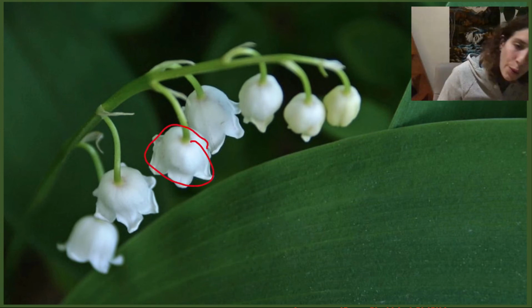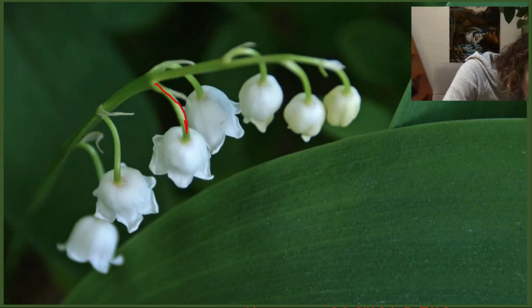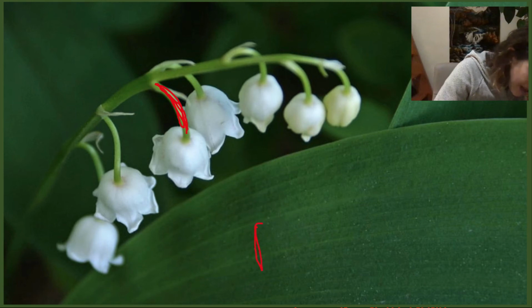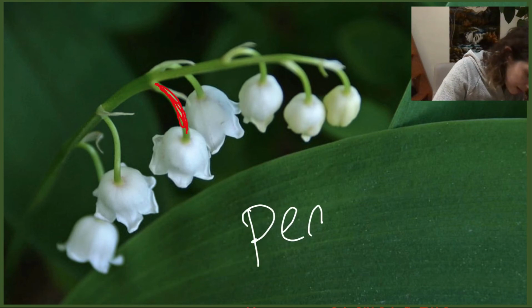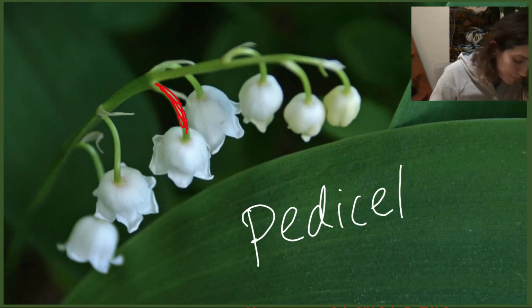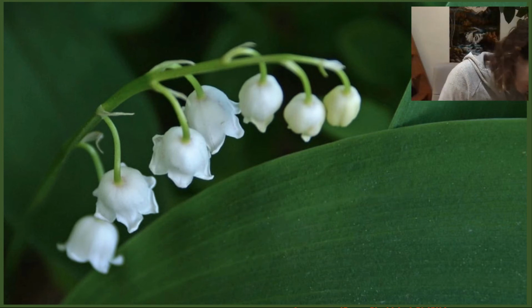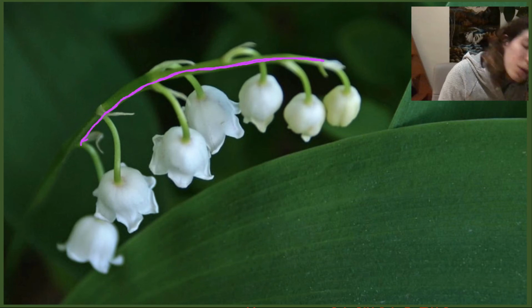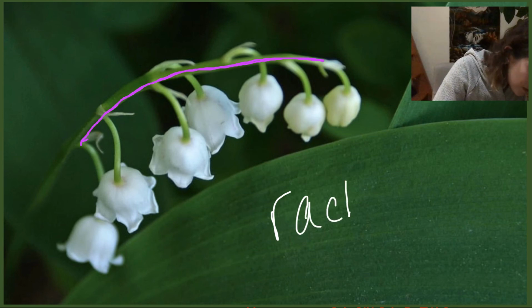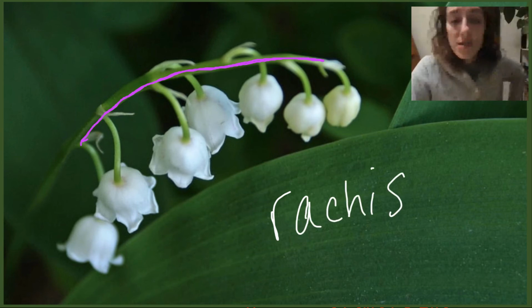Okay, you guys know that now. Flower, well, the stalk of a flower right here, this is called the pedicel. Let's do that in this color, pedicel. All right, this part right here, the part that's holding all of the pedicels, attaching them to one another, this is called the rachis. I also hear it pronounced rachis sometimes. That makes sense too.